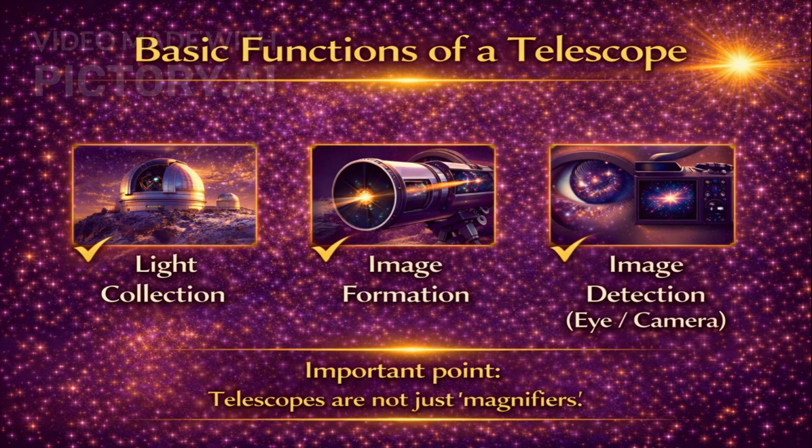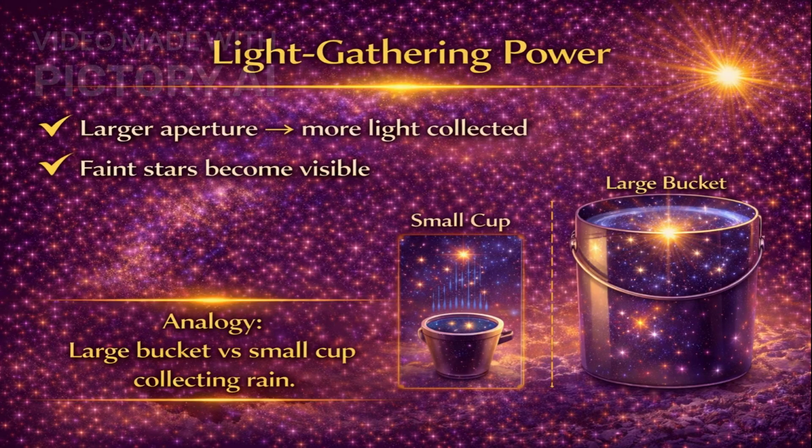Telescopes perform three basic functions: light collection, image formation, and image detection. These functions work together to provide a clearer view of the cosmos. The larger the aperture of a telescope, the more light it can collect, making faint stars visible. Think of it as a large bucket collecting rain compared to a small cup.